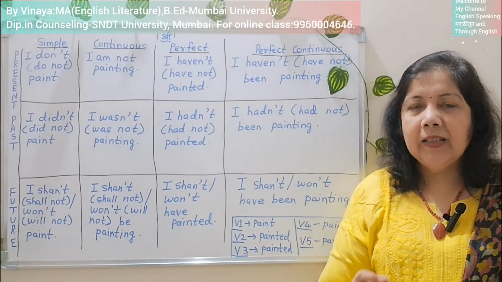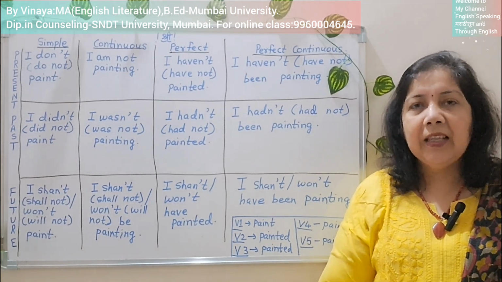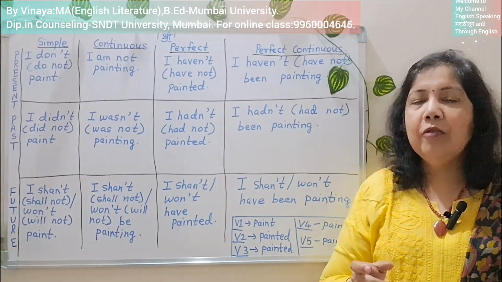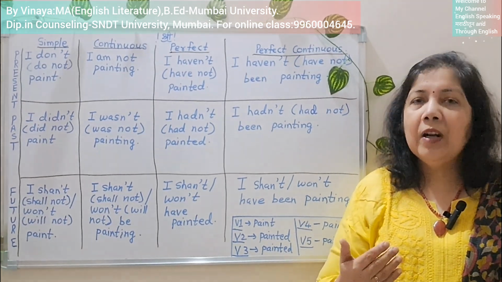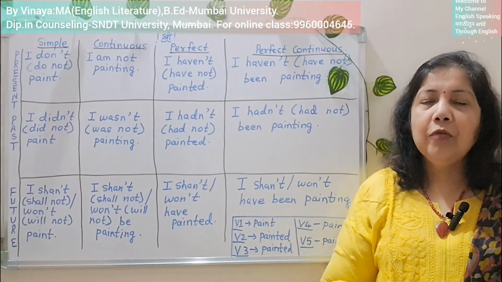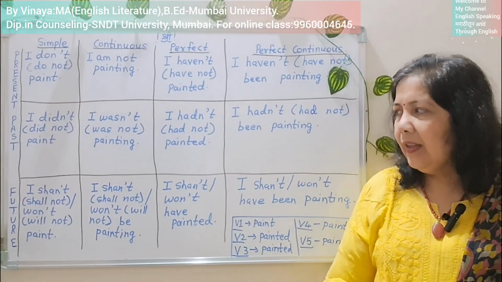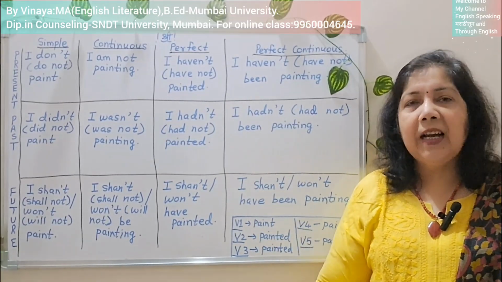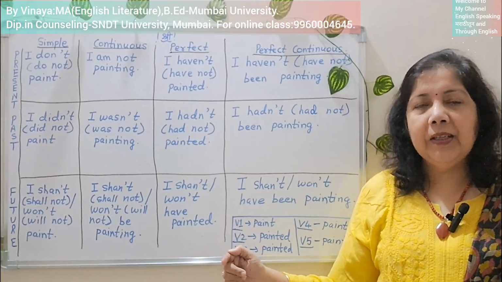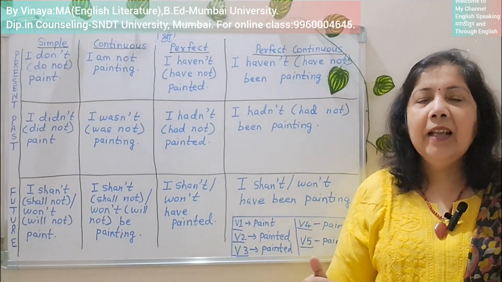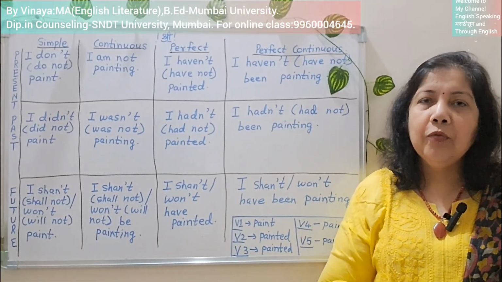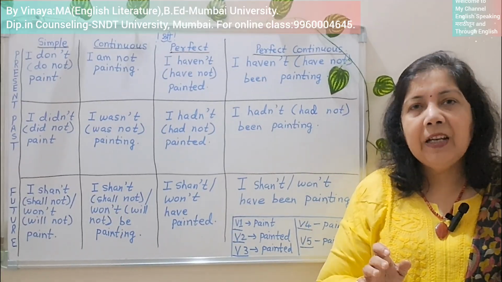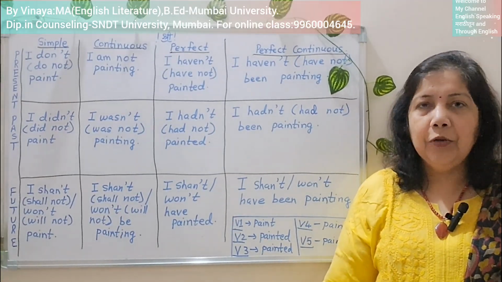Because I is there as a subject, then I and we are there as a subject. Then we can use shall or will. For all the remaining subjects, we cannot use shall or will. That is the rule. So since it is negative, I have written it in 4 types. Then it is he, she, it, they and you. We will not use shan't or shall not. We will only use won't or will not.